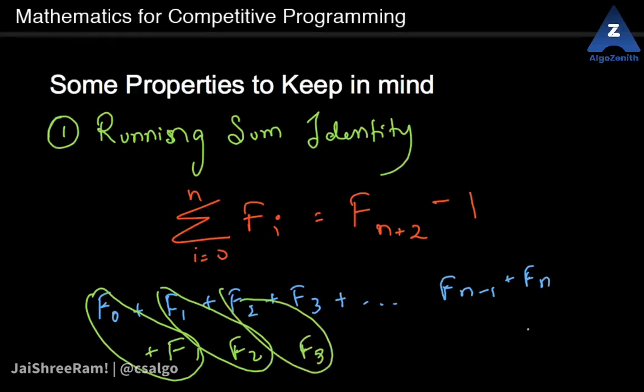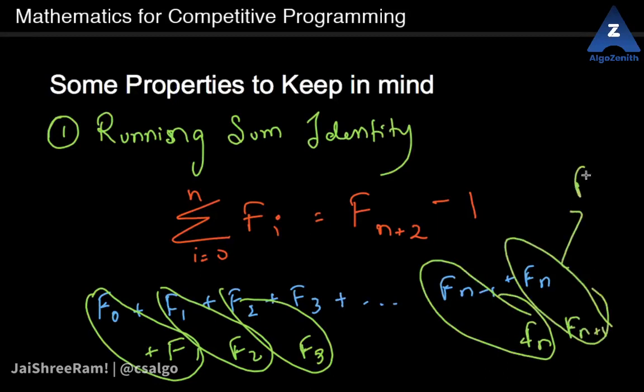So finally you get something over here, then these two get added, this gives f of n plus 1, and then these two get added and this gives f of n plus 2. Remember we added f of 1 out of nowhere, so we have to subtract that. f of 1 is nothing but 1, so that's why we subtract 1 from this. And that's how we get this particular relation.